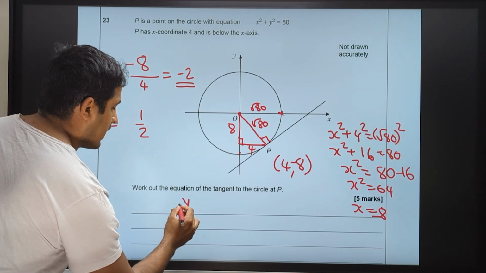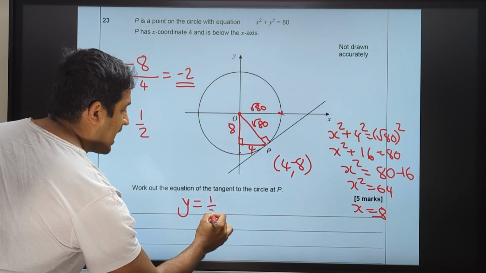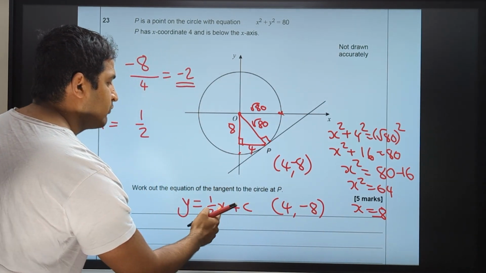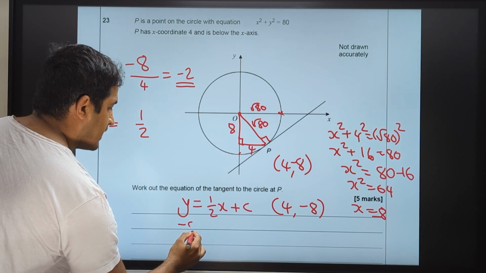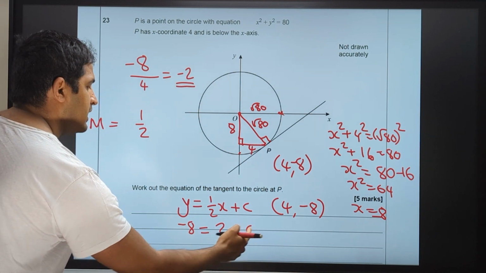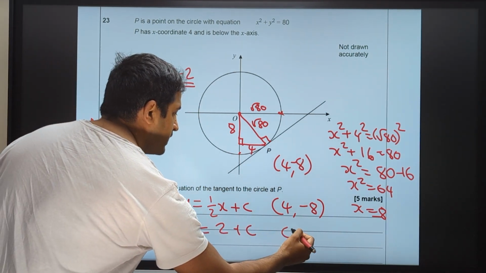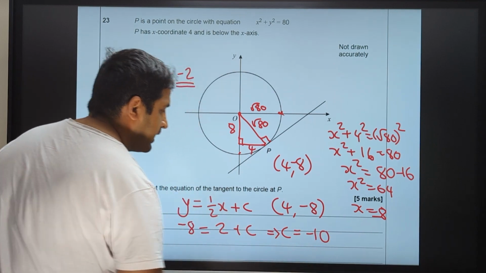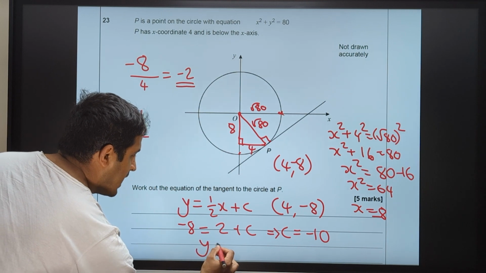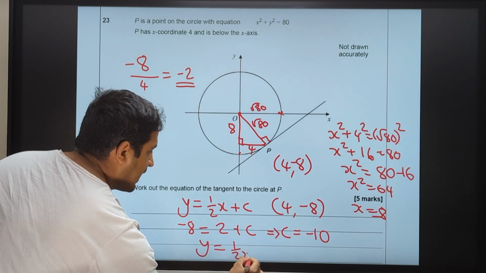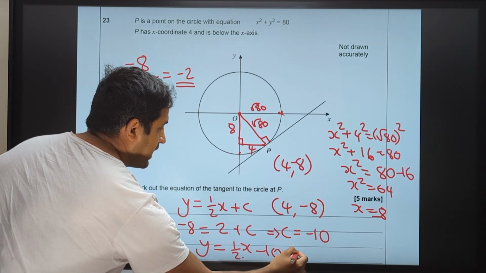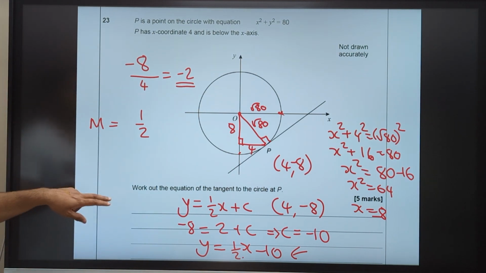So we now know the equation is going to be y equals half x plus c, and we're using the point 4, negative 8. So when x is 4, y has to be negative 8. So you get negative 8 equals half times 4, which gives you 2, plus c. So c must be negative 10. Now we can work out the entire equation: y equals half x minus 10, and that's the equation of that tangent.